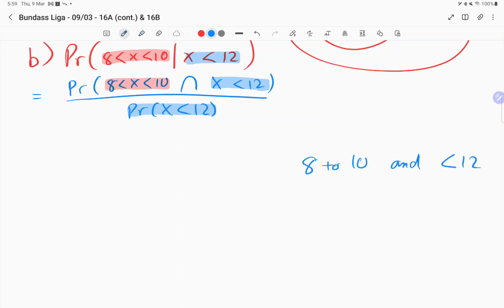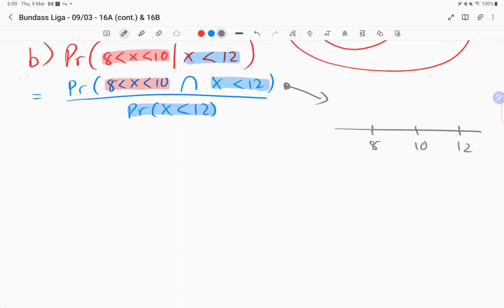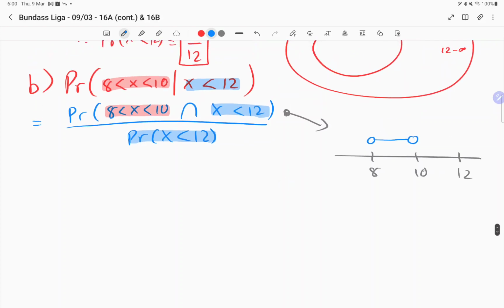The line. Yes, the line thing, correct. In order to work this one out, we need to draw that line thing. So then we have the values here, 8, 10, 12. So first we draw 8 to 10. Means what? From here to here, exclusive, right? And then next is less than 12. Less than 12 is what? From here and then goes all the way back. So what's the overlapping area?